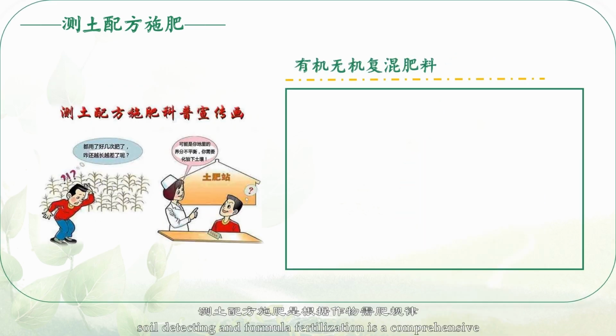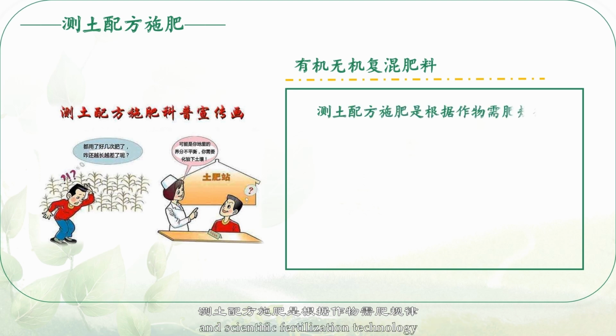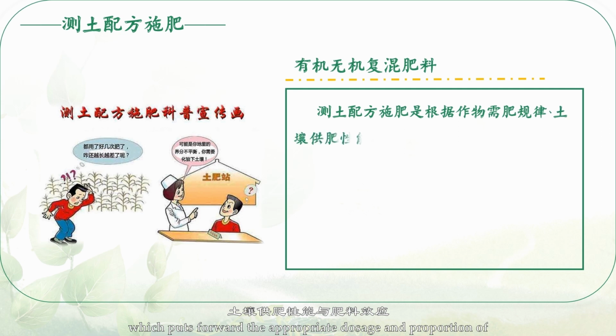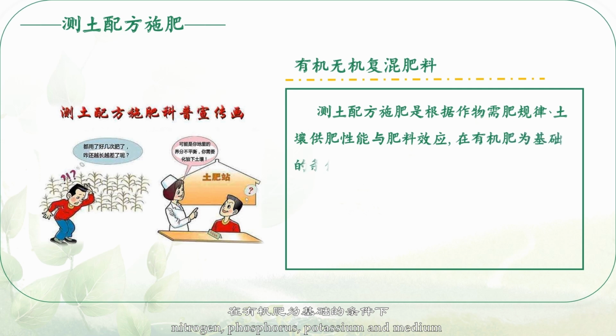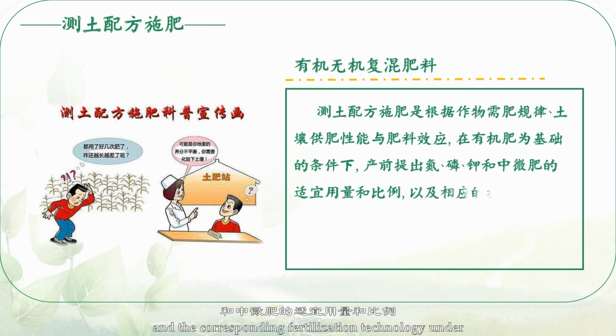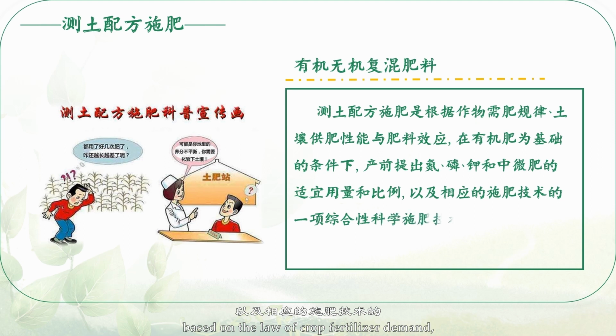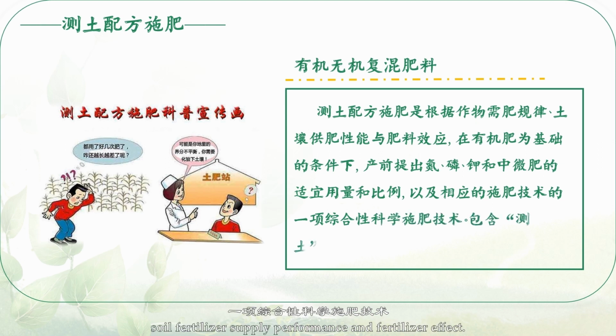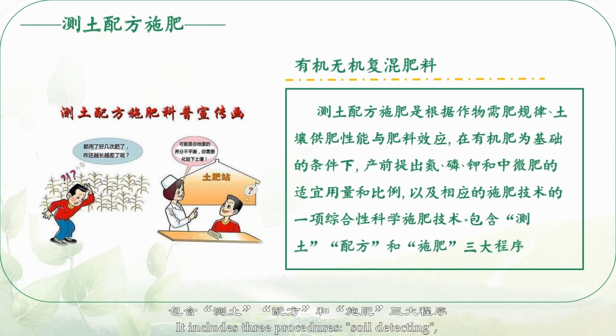Soil detecting and formula fertilization is a comprehensive and scientific fertilization technology which puts forward the appropriate dosage and proportion of nitrogen, phosphorus, potassium, and medium and small fertilizer, and the corresponding fertilization technology under the condition of organic fertilizer, based on the law of crop fertilizer demand, soil fertilizer supply performance, and fertilizer effect. It includes three procedures: soil detecting, formulation, and fertilization.